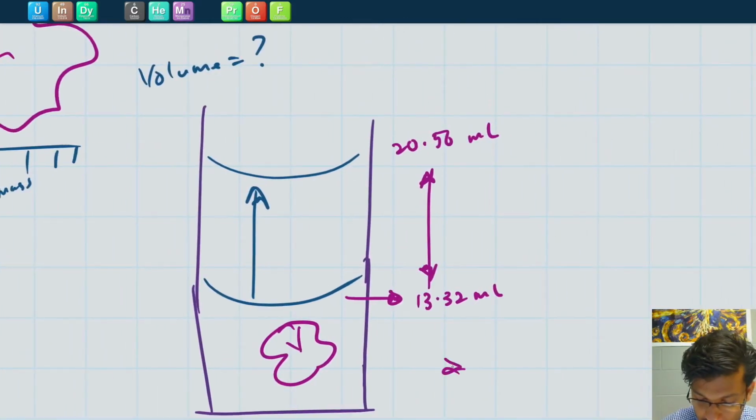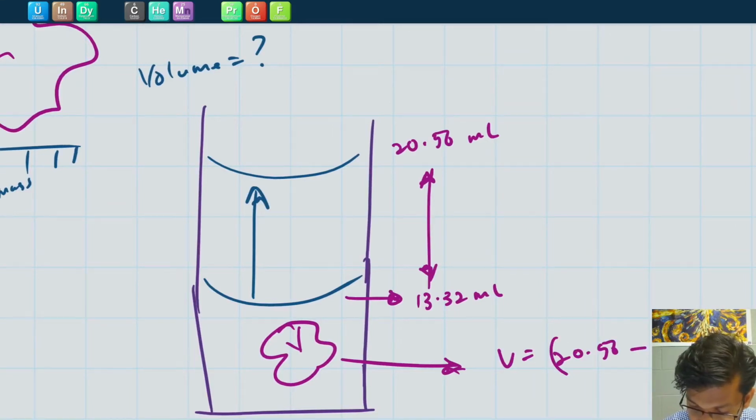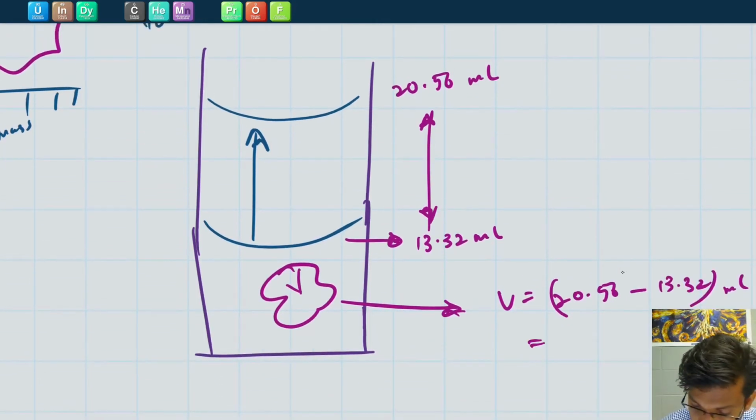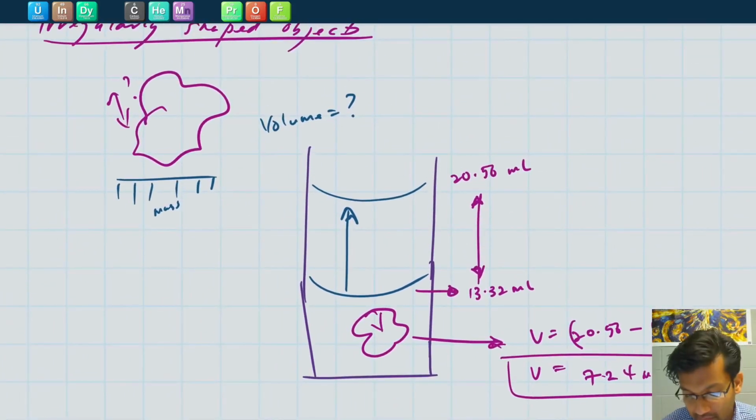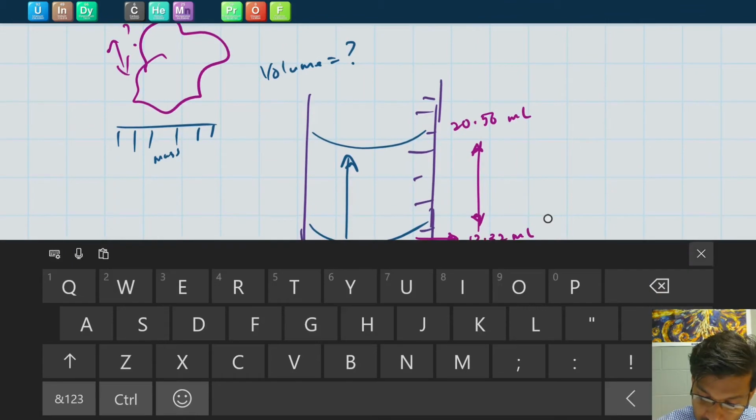So in this case, the volume would simply be the final volume, 20.56 minus 13.32 milliliters. And if I do some quick math here, I think that's 7.24 milliliters as a volume. So in a case like this, it's easy to get the mass, and we can calculate the volume using this method in our measuring cylinder. This is the technique that we're going to use in lab. We're going to be trying to find the density of some irregularly shaped objects, and we're going to find the volume using this measuring cylinder method.